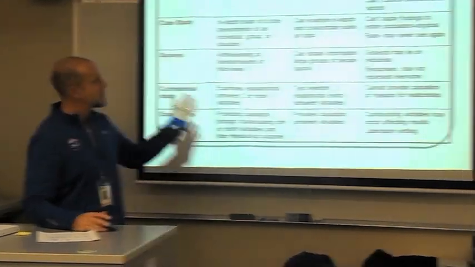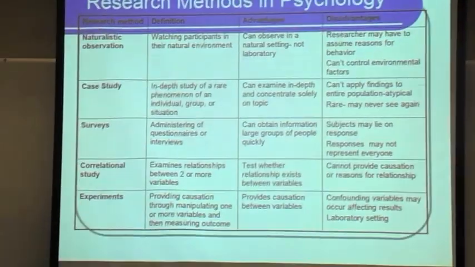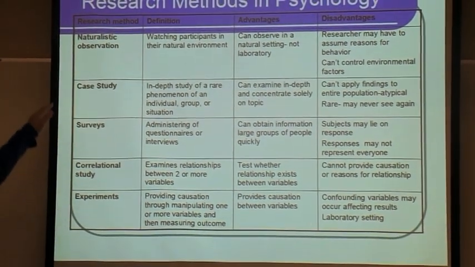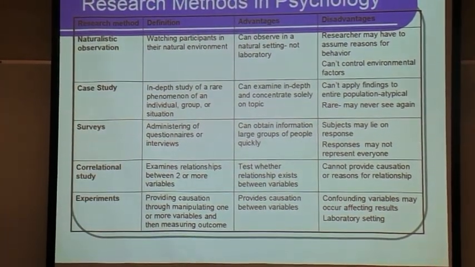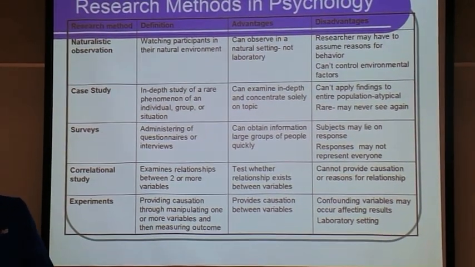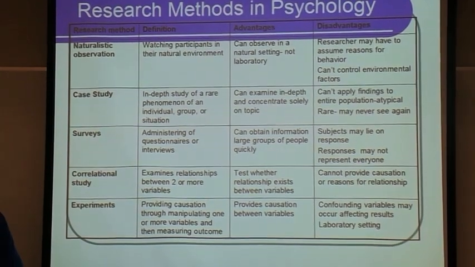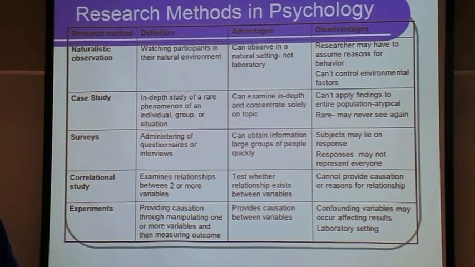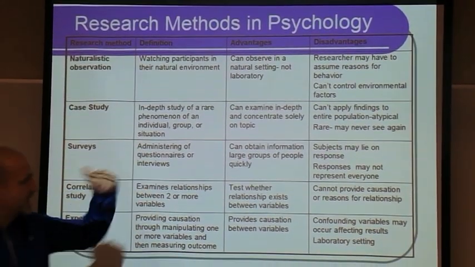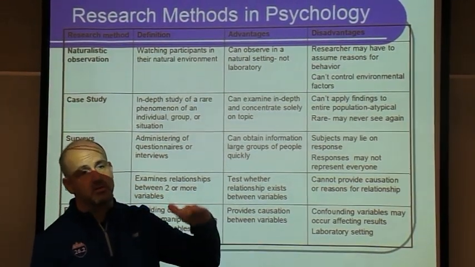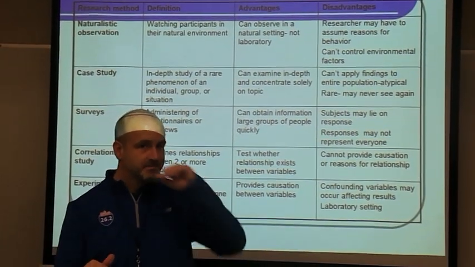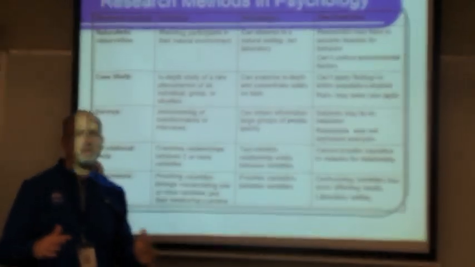Now, this chart right here is kind of the blueprint for several different types of research methods. Now, the first 3 are descriptive studies. Naturalistic observation is simply what it means: watching people or observing people in their natural environment. Now, this is good to a point. The disadvantage of naturalistic observation is that once a person or an animal or anything else being observed knows they're being observed, they're going to stop performing naturally.